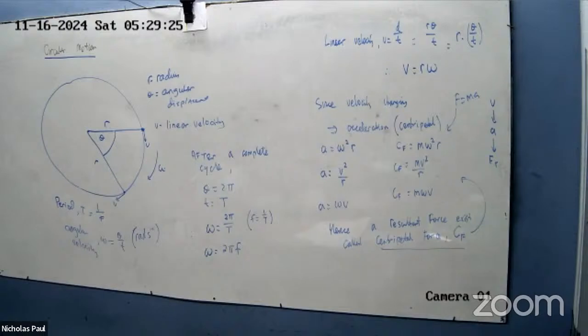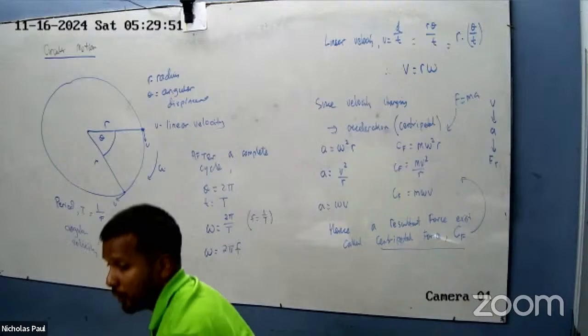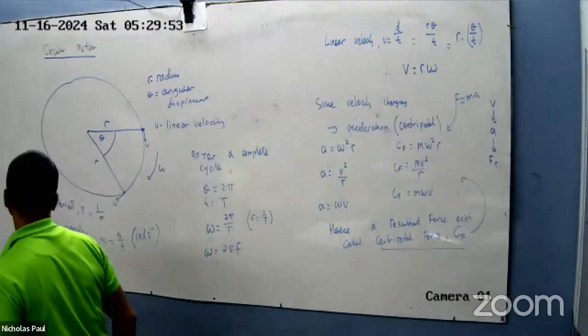So I want you to bear in mind that centripetal force is a resultant force. It's not a force acting on the object. It's a resultant of the forces acting on the object. All right. So we're going to take a look at an example here. And you just simplify the example too, right? Of what centripetal force we have here, right? Ready?